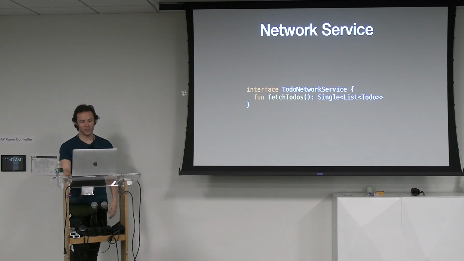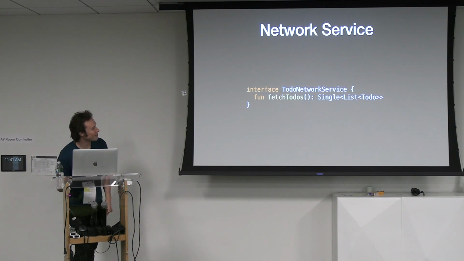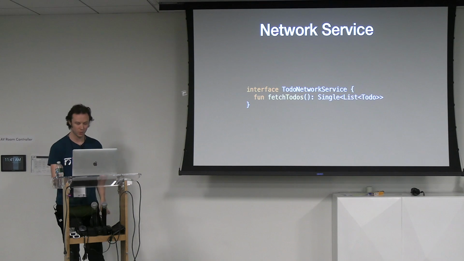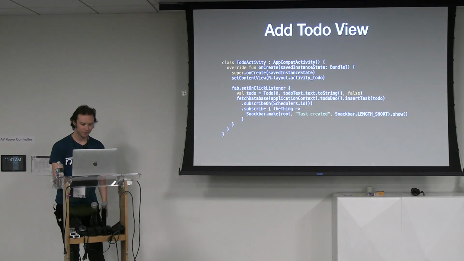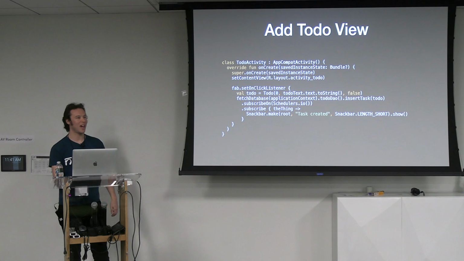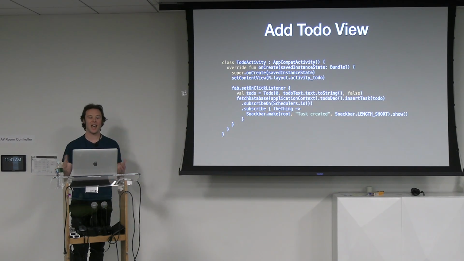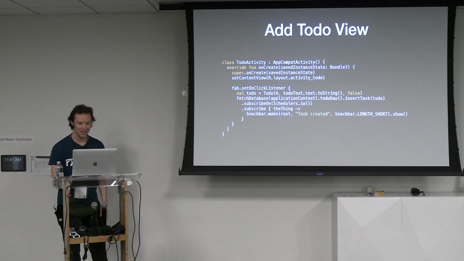And we have this network service. Sneak peek, it's fake. So we just have an interface here that lets us fetch a list of to-dos. It returns a single. You're seeing a very common pattern here, lots of singles and completables and whatnot. And that's that. Last but not least, we have that view that you get to when you hit the plus button, the thing that actually inserts a to-do into the database.